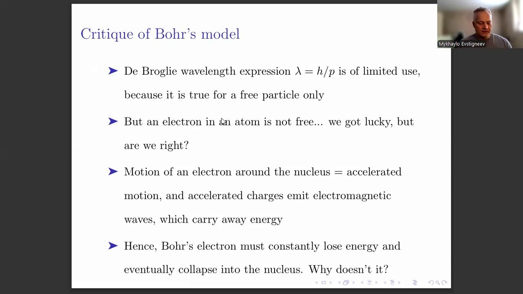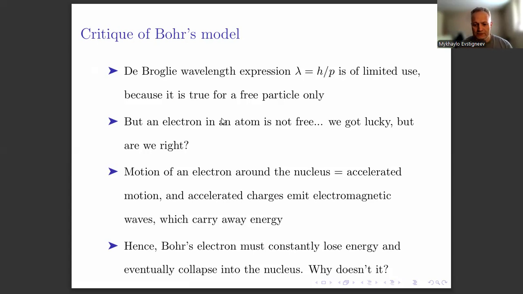Maybe there was no good reason to apply de Broglie's formula. The second problem is this. All right, so we have found the allowed quantized radii of the electron orbit. But still, when an electron moves on a circle, circular motion is a type of accelerated motion. Acceleration is when a particle changes its velocity, either in magnitude or in direction. Even though the velocity of the particle doesn't change in magnitude, the direction of the velocity changes. So it is a type of accelerated motion.